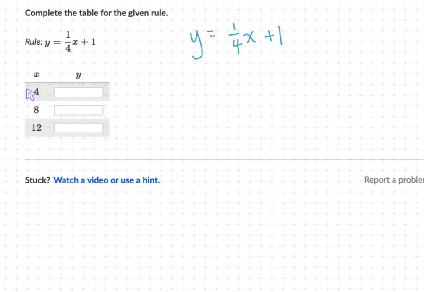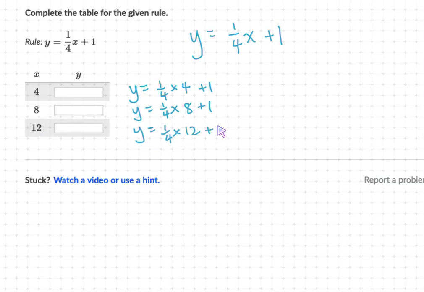They've given you all these x values. So all you have to do is replace the x with a 4 each time, with an 8 another time, and with a 12 a different time. Okay? So really this y here is equal to 1/4 times 4 plus 1. This y value here is equal to 1/4 times 8 now plus 1. And this y value is equal to 1/4 times, instead of x, it's 12 plus 1.